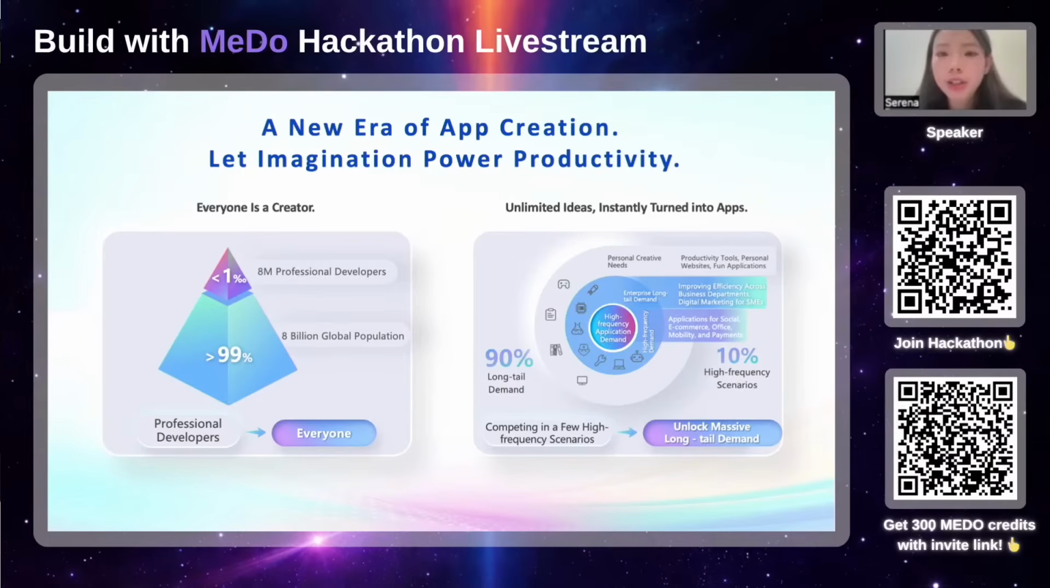And here's the bigger picture to think about. There are 8 billion people globally, but less than 1% of people are professional developers. That means over 99% of people cannot build with these tools. Big companies only focus on the big demands, like social media or payment apps. But what about the other needs? There are specific and professional ones. MeDo is designed for these 99% of people. We want to empower everyone to become an AI builder.